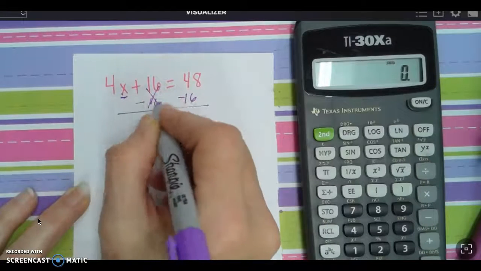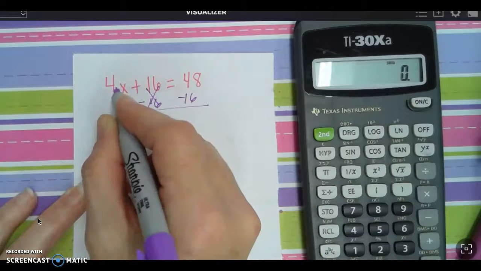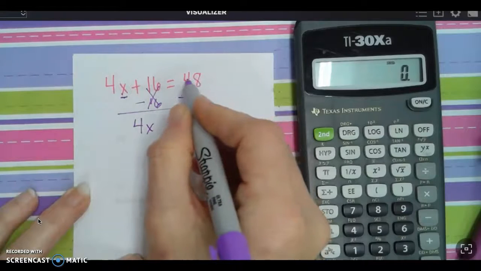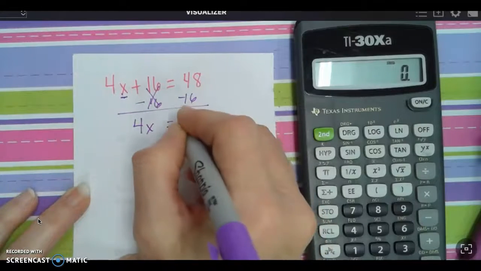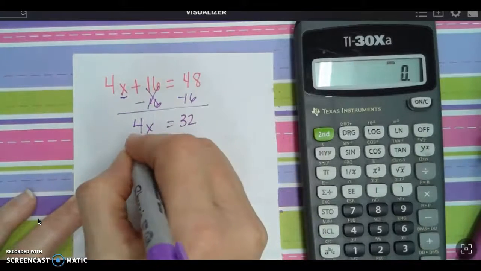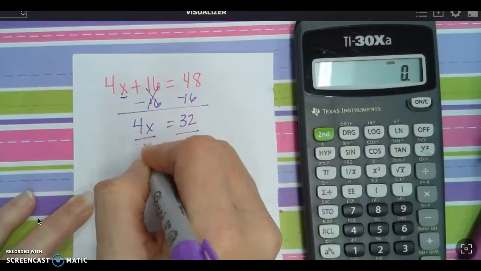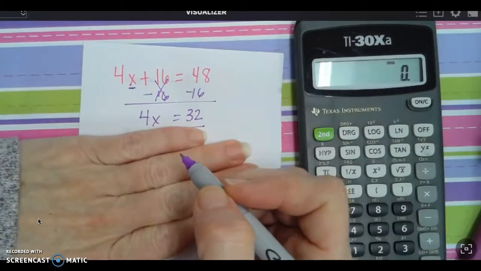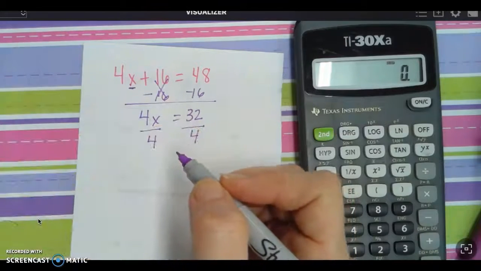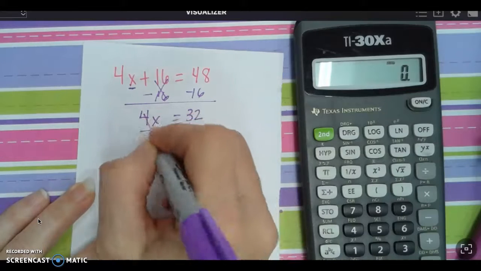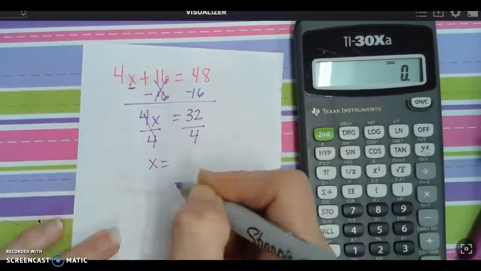So that cancels out. I don't have to worry about it anymore. I'm left with 4x equals, and then 48 minus 16. If you can't do that in your head, you can punch it in the calculator. And then you can divide both sides by 4, because 4 times x, the opposite of multiplying, is dividing. That's why we're dividing both sides. So we took that two-step down to one step, and now we're left with just x equals.